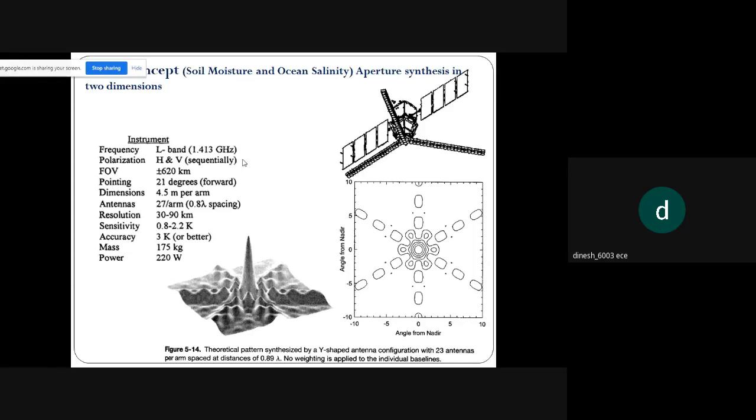So this is the theoretical pattern synthesized by a Y-shaped antenna configuration with 23 antennas arranged in the system per arm, placed at a distance of 0.89 wavelength, with no weighting being applied to the individual baselines. The Y-shaped antenna configuration is used in SMOS.